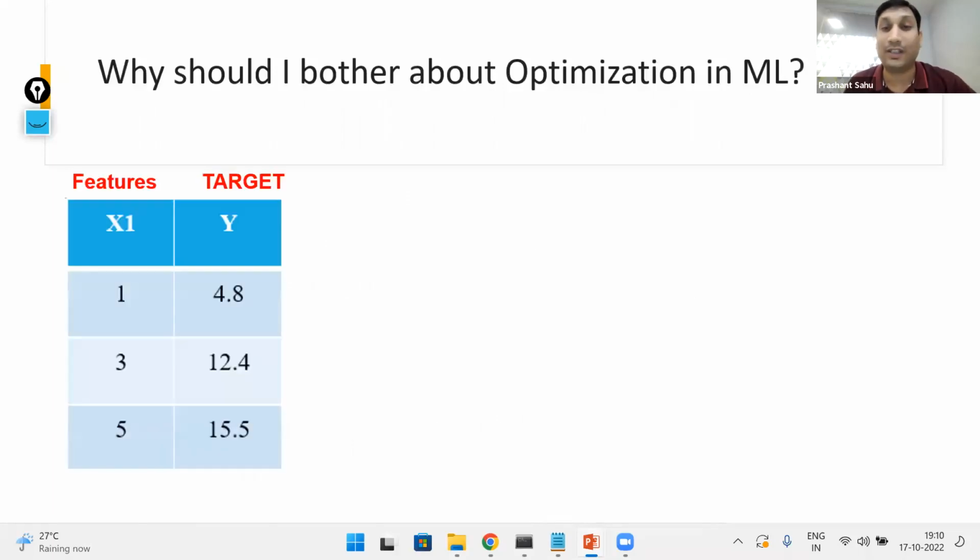Perfect. So starting with why should I bother about optimization in machine learning? Here I am expecting the audience to have some decent understanding of machine learning, because I'm not going to lecture on what machine learning is all about: supervised, unsupervised, regression, classification. Can I assume the audience is slightly familiar with these terms? The focus is more on discussing optimization. I cannot explain the domain of machine learning in this short span of time. Okay, so everyone understands what the features and attributes are.